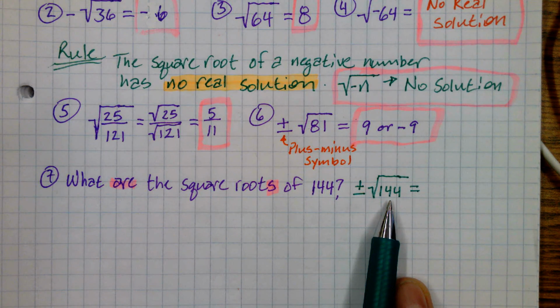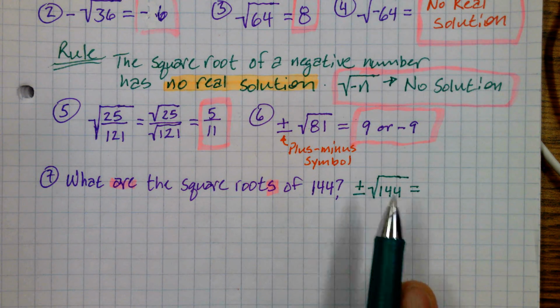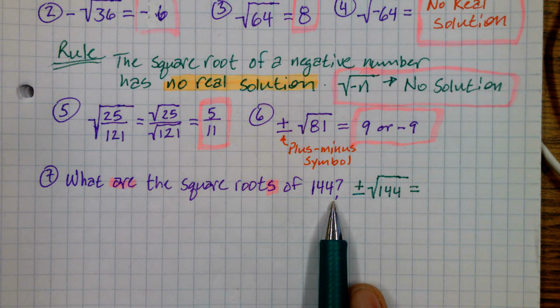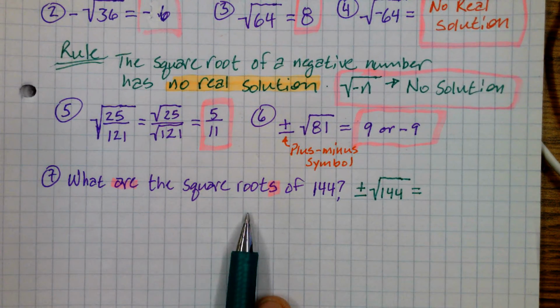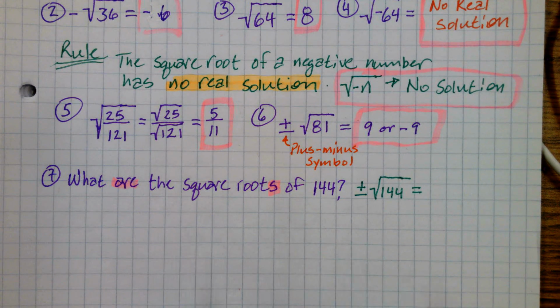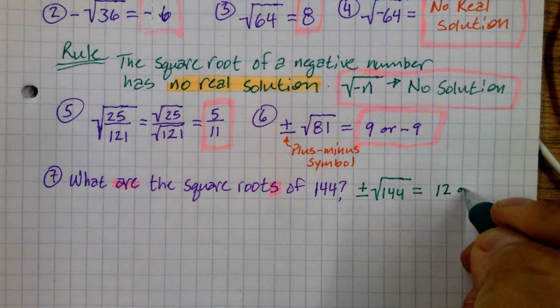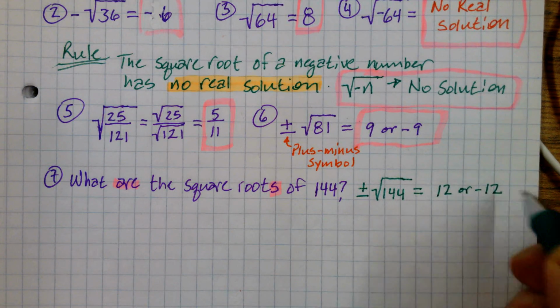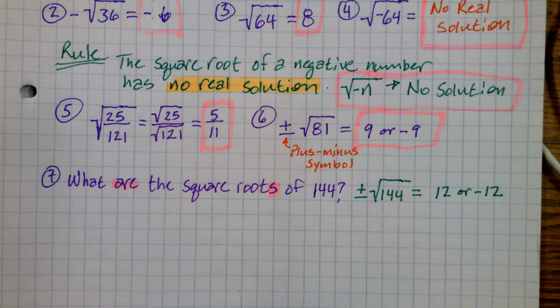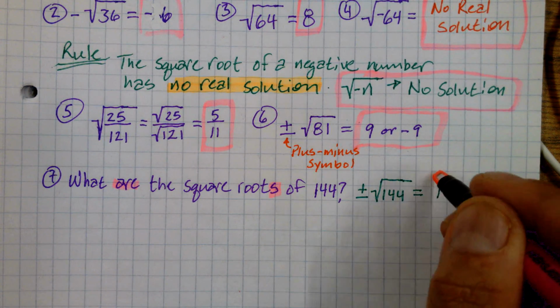So first of all, what's the square root of 144? 12, right? 12 times 12 is 144. But if you see that they want what are the square roots, you want the two answers, which are, in this case, 12 and negative 12. So we want both of those answers.